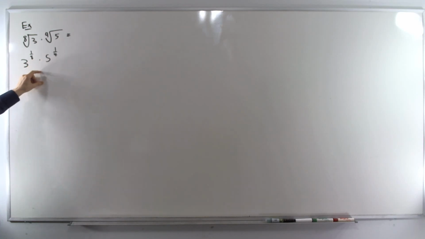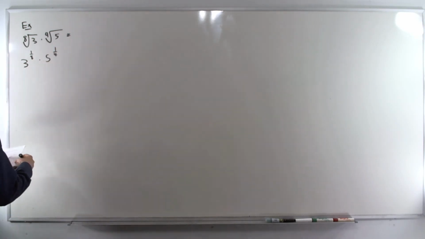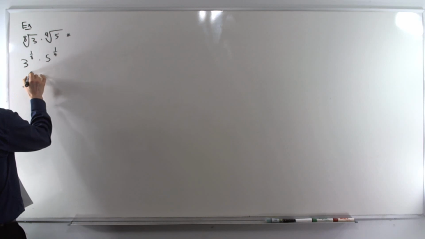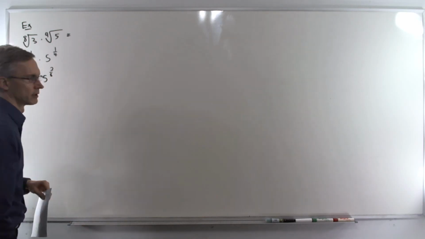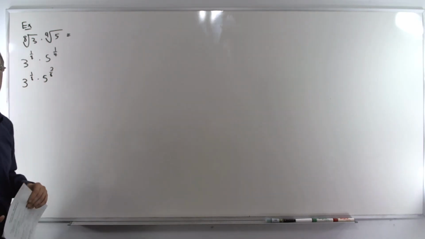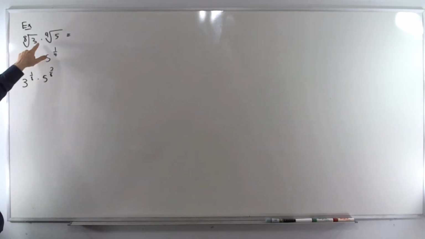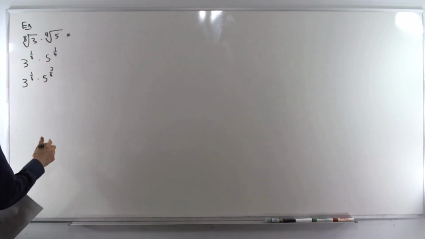All right, least common multiple of 4 and 8 is 8. So 8's the denominator we want. So we're going to rewrite this one with an 8 denominator. So it'll be 2 8ths. So that gives us 3 to the 1/8 times 5 to the 2 8ths. Right, now we have a common denominator, so now we're going to convert back to radical form.